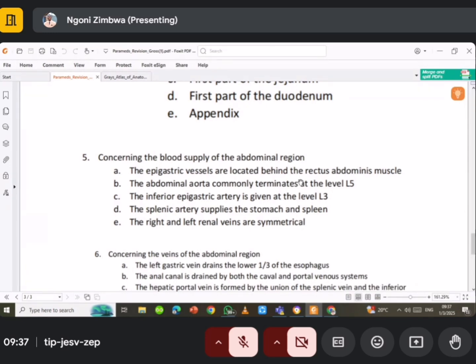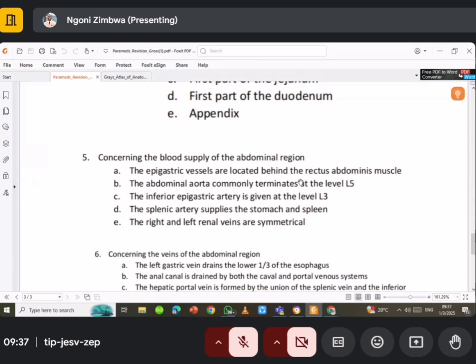D, the splenic artery supplies the stomach and the spleen. What do you think? Right. So the splenic artery supplies the stomach and the spleen. That is true. And B, the splenic artery is the largest branch of the celiac trunk. Remember, the celiac trunk gives us the left gastric artery, the splenic artery, and the common hepatic artery. And the splenic artery is actually the largest.